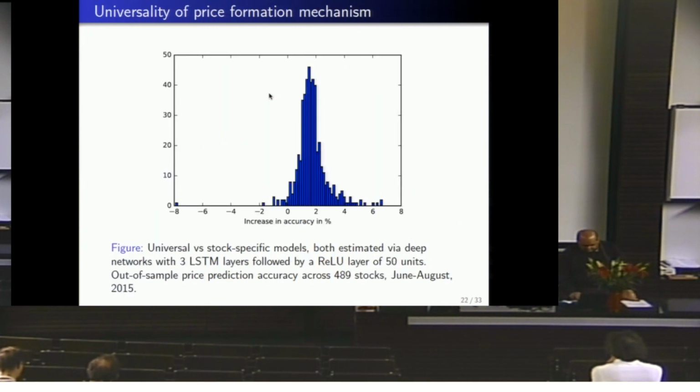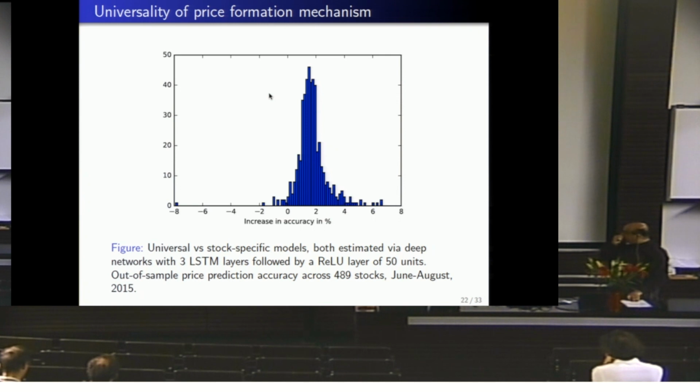Okay. But more interesting is this one. So now, for each stock, we train the model on the data for that specific stock. And then we train the model on all stocks. And then we compare the forecasting accuracy of the two models for that stock. And what we show here is that for most of the stocks, except perhaps 3 or 4, so here we have 489 stocks in this sample, for all of them except 3 or 4, the universal model is better in forecasting for that stock than the model trained on the stock's own data.